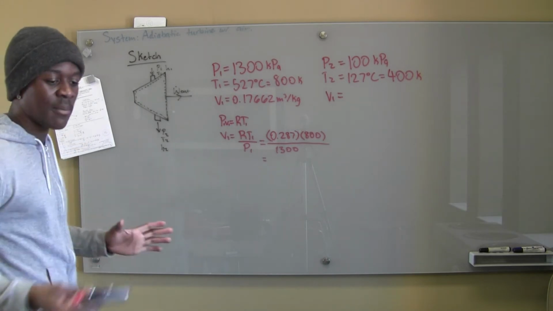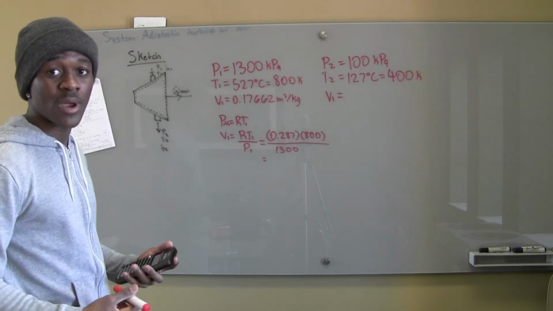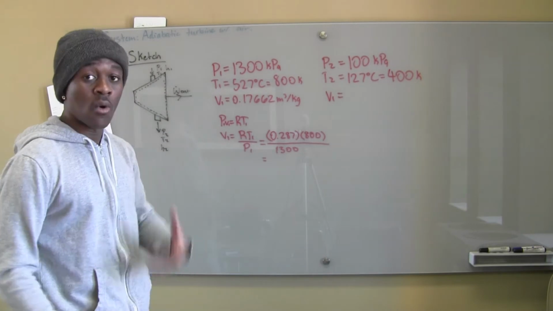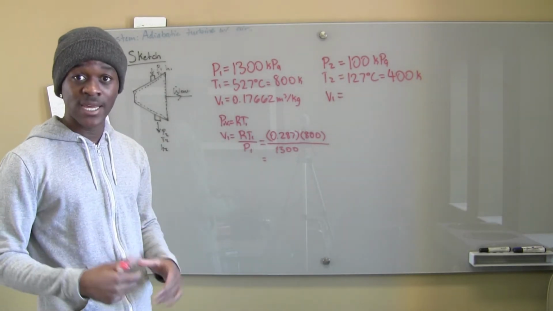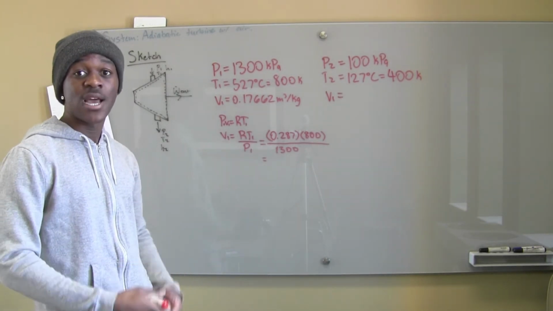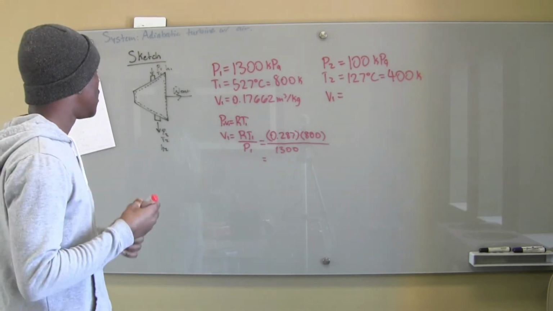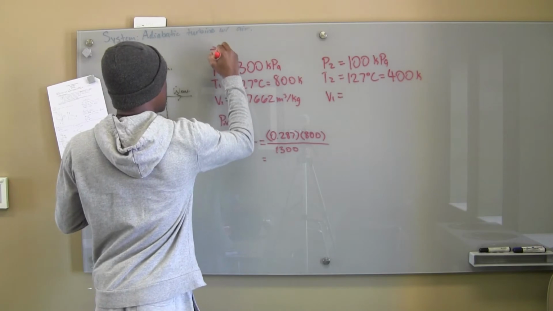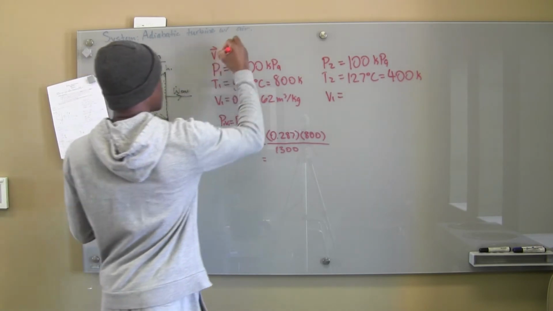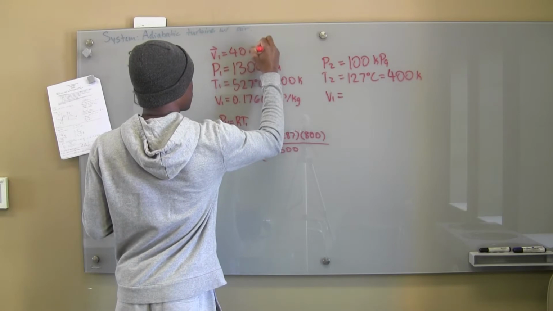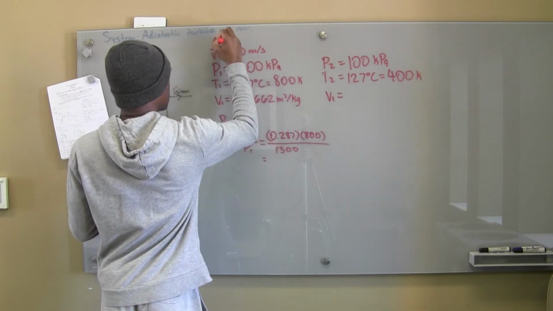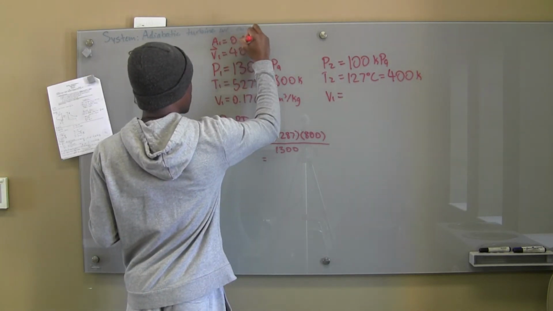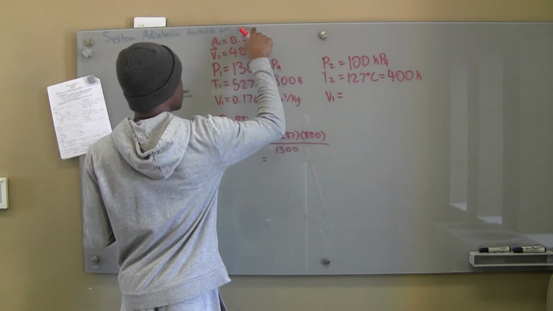And we're looking for the mass flow rate, right? And we know that the formula for mass flow rate is rho, which is our density, times V, which is our velocity, times the area, right? So this is sort of why we need that velocity, right? So our V1 is equal to 40 meters per second, right? And our A1 is 0.2 meters squared.